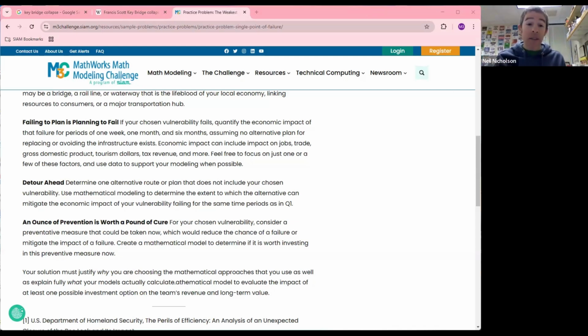I think starting with just a conversation amongst your team. How do you interpret the question? Interpretation is a big part of this competition because sometimes the questions are a little more open-ended. This one in particular is quite open-ended because feel free to focus on one of these things. Feel free to focus on a few of these factors. Which vulnerability do you want to focus on, and which economic impact do you want to focus on?